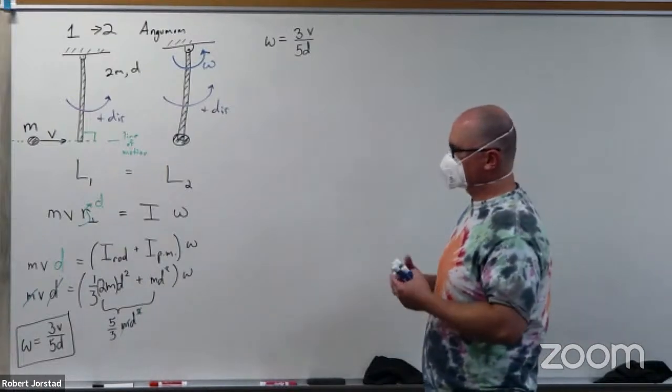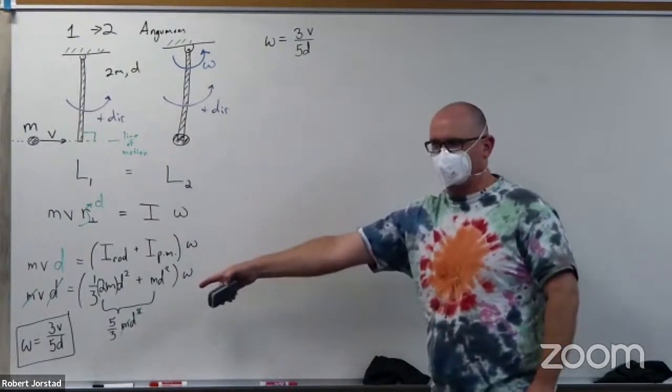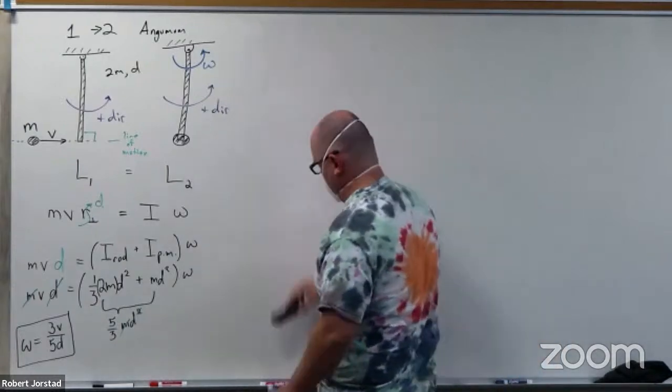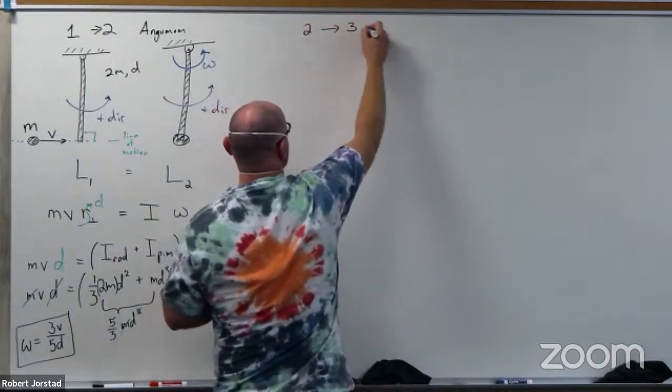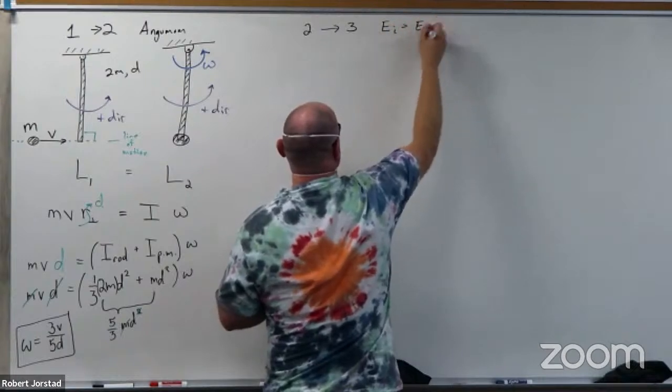So now, just because I'm on Zoom and I have to deal with the camera, I need to erase this one and I'm going to keep that one down there. You got it written down? Got it? Okay. All right. Now we're going to go 2 to 3. E initial equals E final. We've already talked about why it's valid.